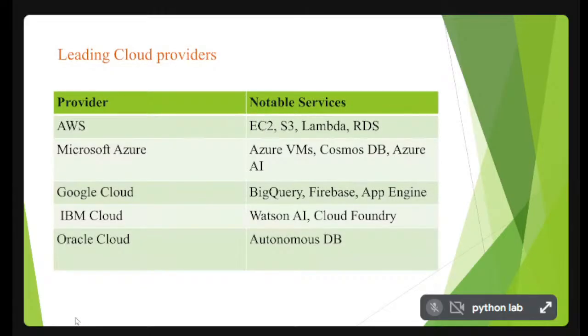So these are the providers: AWS and also Microsoft Azure, Google Cloud, IBM Cloud, Oracle. AWS provides services such as S3, Lambda, RDS. Microsoft Azure provides Azure Virtual Machines, Cosmos DB, and Azure AI. Just note down this one.